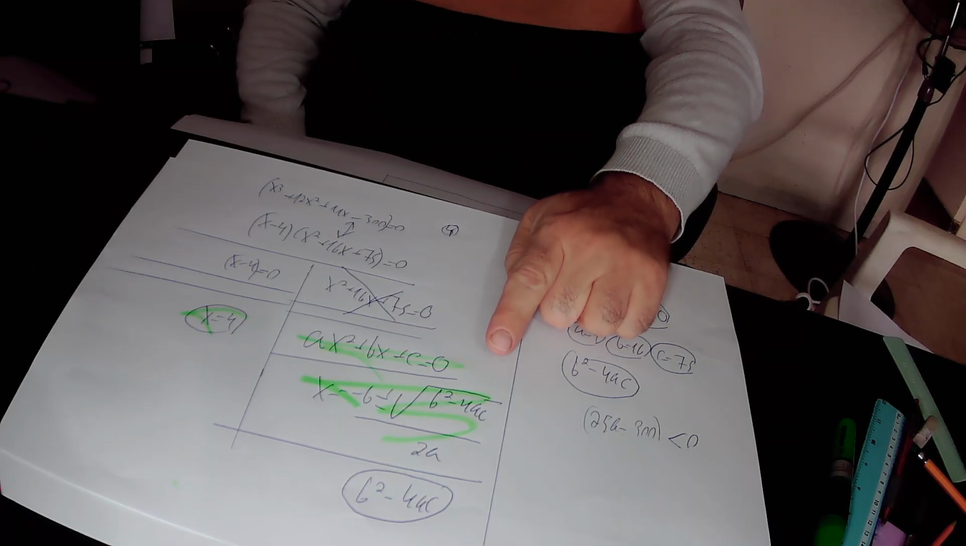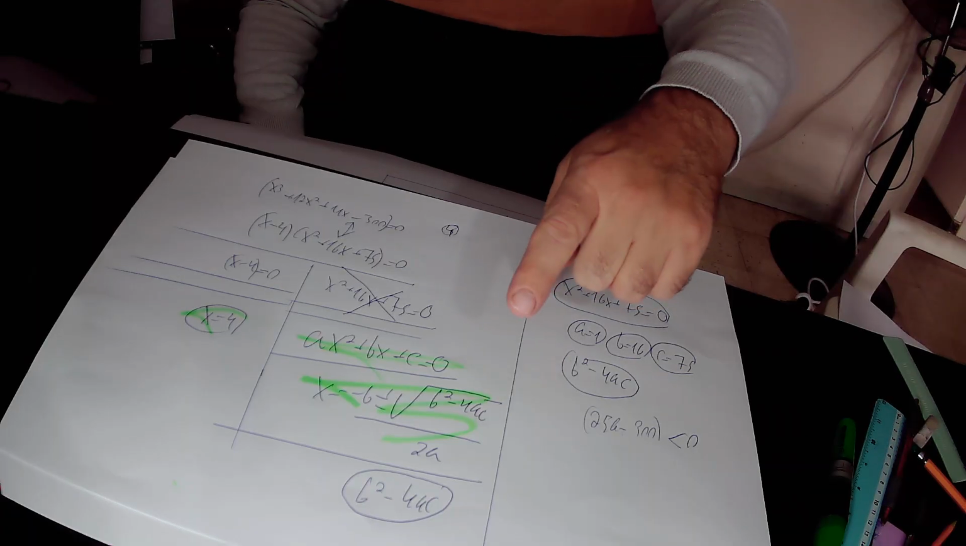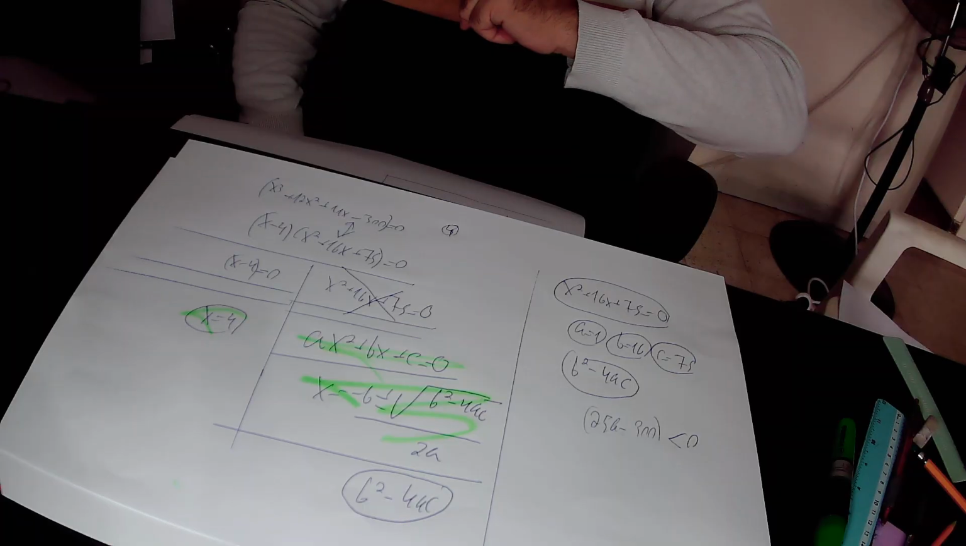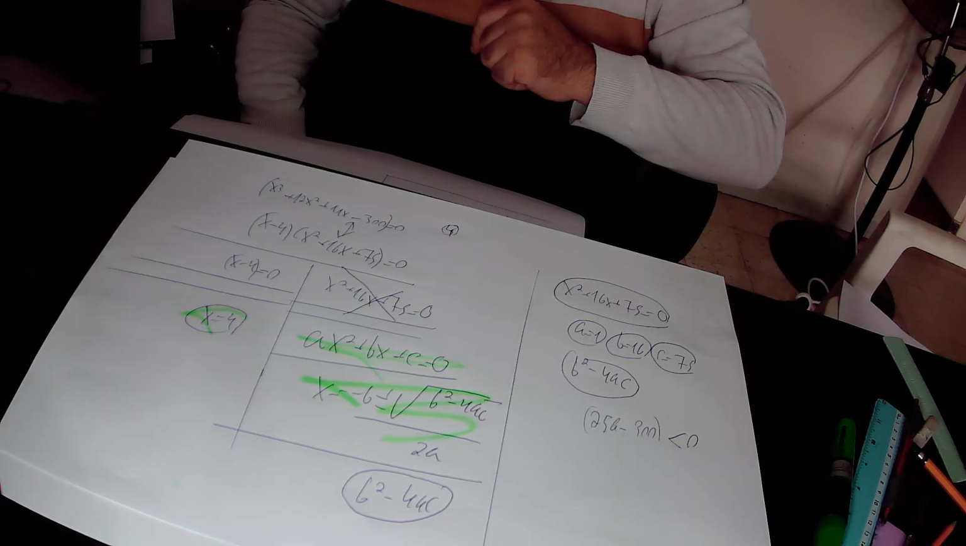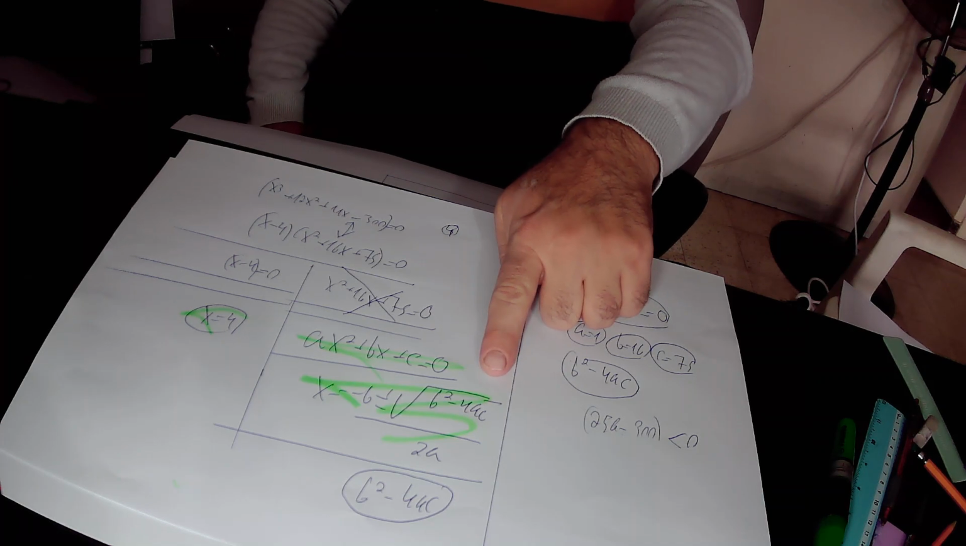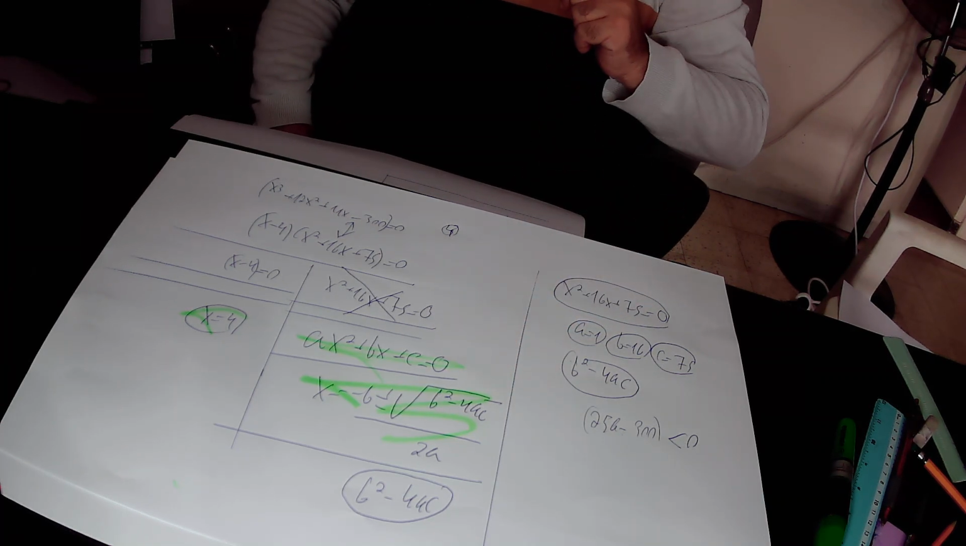The expression inside the root is b squared minus 4 times a times c. That is the determinant of this general quadratic equation. Repeat again, b squared minus 4 times a times c is defined as the determinant of this quadratic equation.